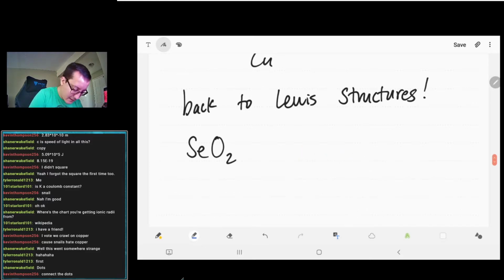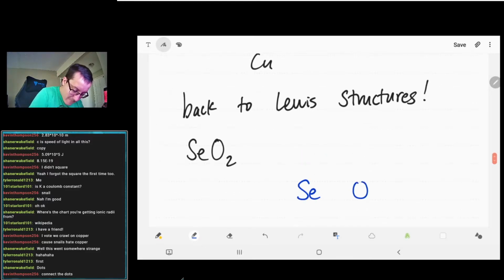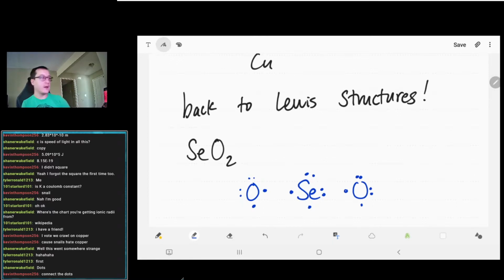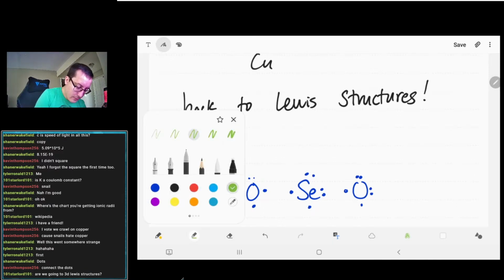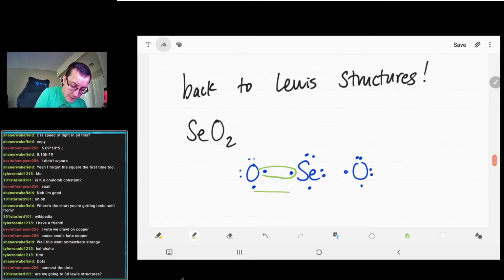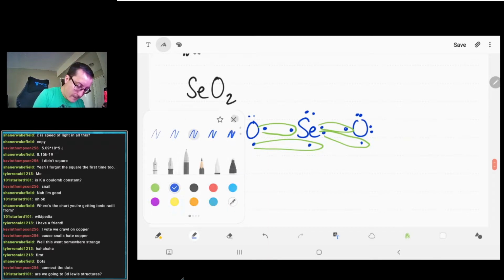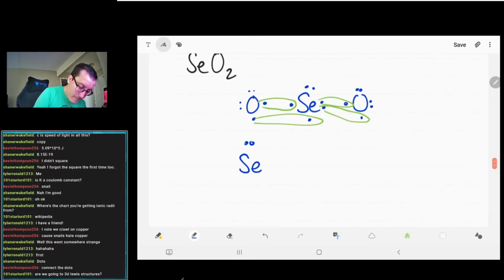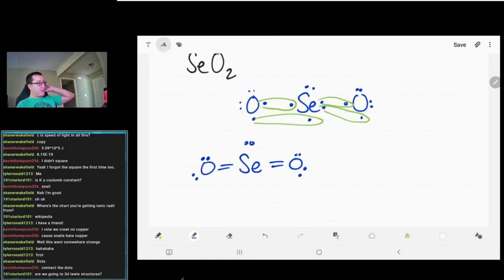Oops. Let me just make this neater. Okay. Connecting the dots. We can do it. Here we go. So this central atom will have to deal with an expanded octet, but that is okay. Remember that this is... Yes, that is what we're going to do today, Star-Lord.